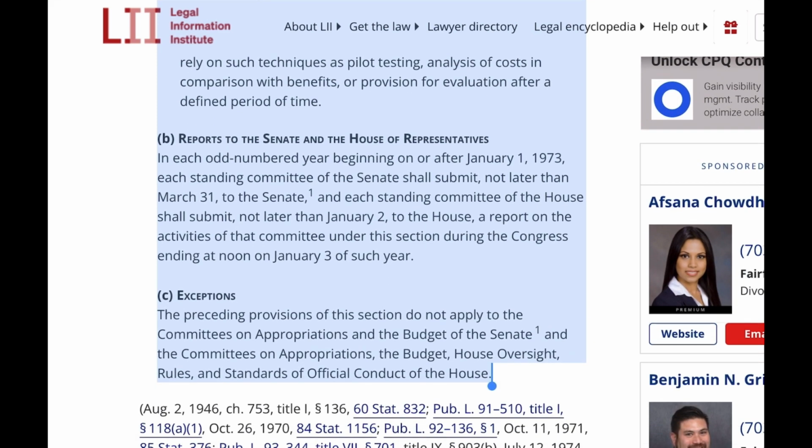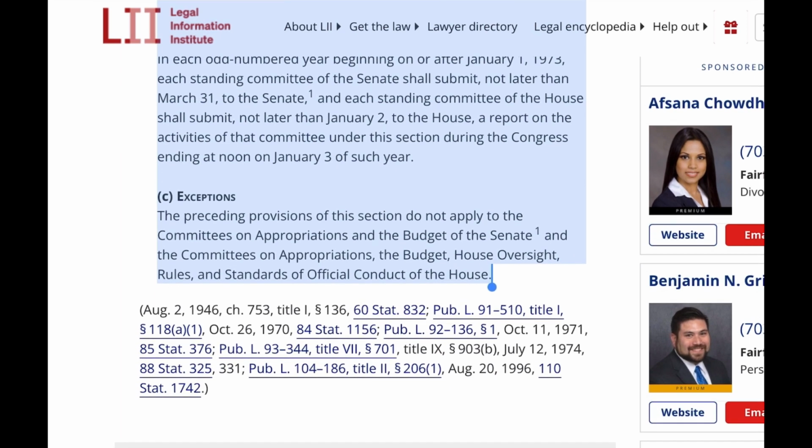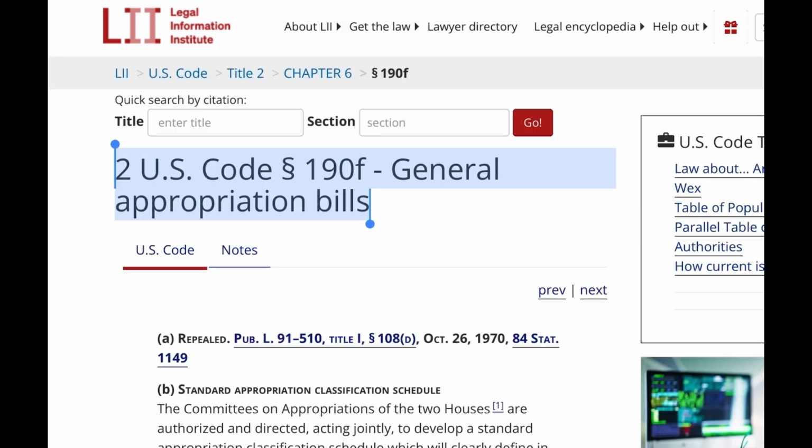B. Reports to the Senate and the House of Representatives. In each odd-numbered year beginning on or after January 1, 1973, each standing committee of the Senate shall submit, not later than March 31, to the Senate, and each standing committee of the House shall submit, not later than January 2, to the House, a report on the activities of that committee under this section during the Congress ending at noon on January 3 of such year. C. Exceptions. The preceding provisions of this section do not apply to the Committees on Appropriations and the Budget of the Senate and the Committees on Appropriations, the Budget, House Oversight, Rules, and Standards of Official Conduct of the House.